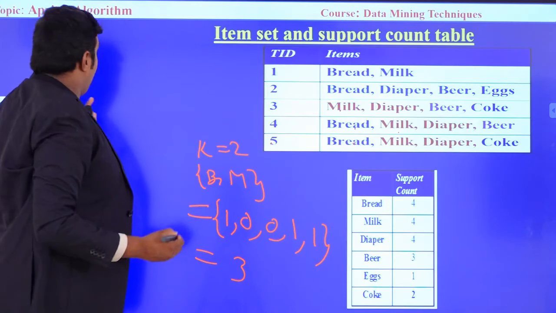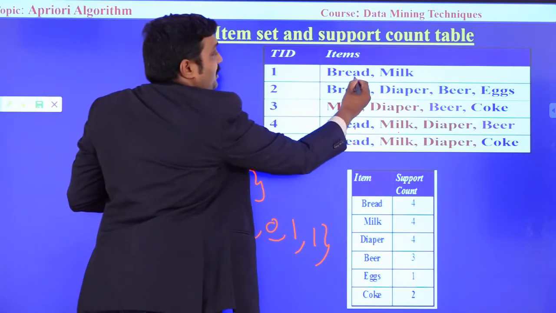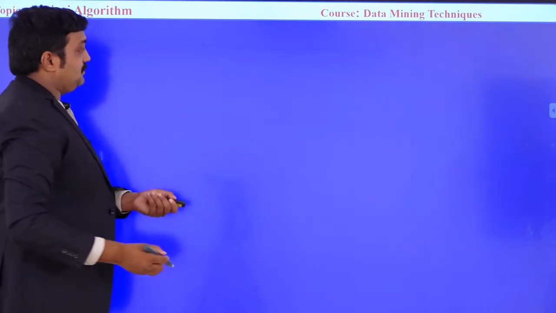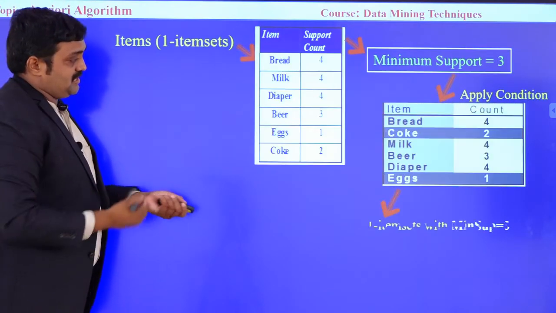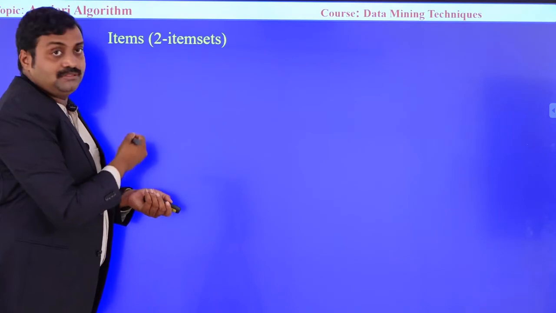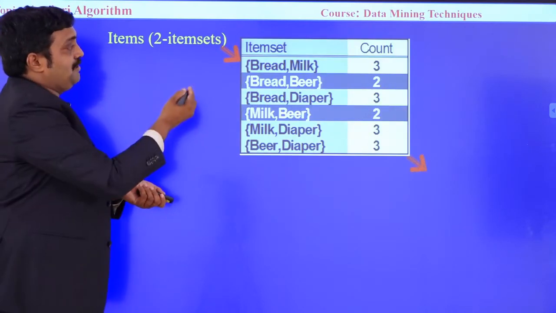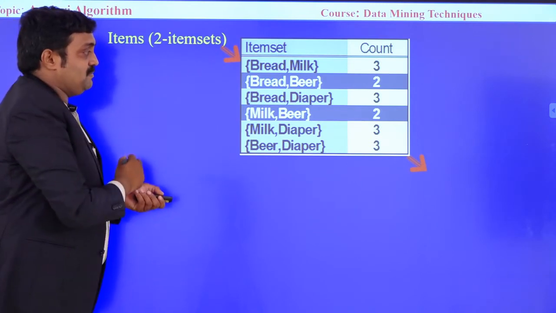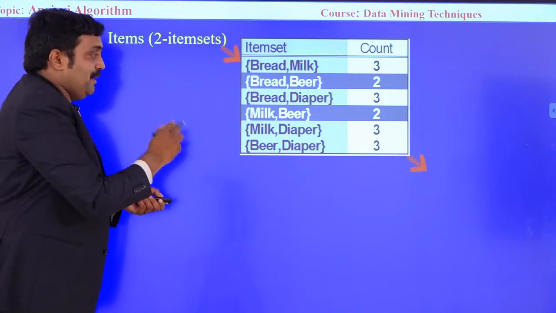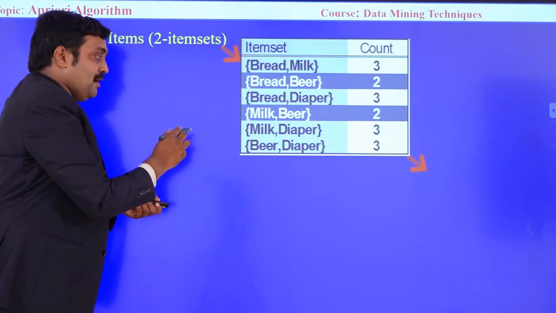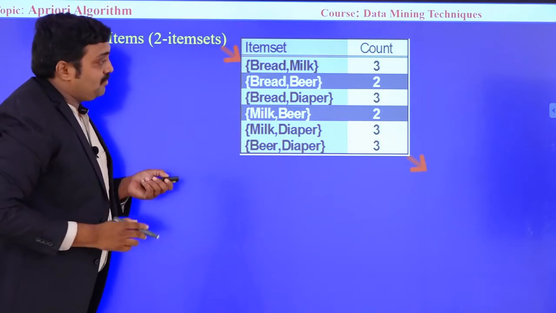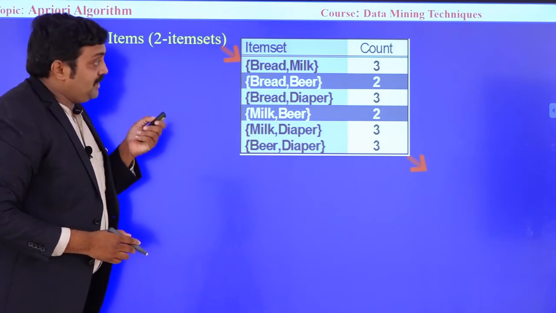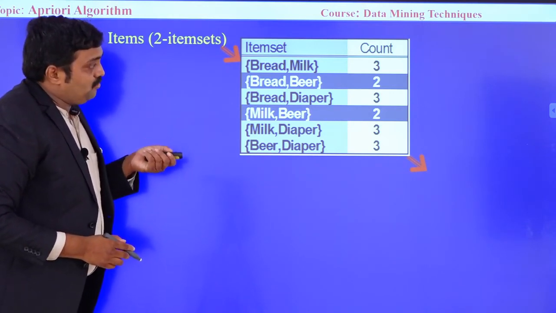The same thing, similarly, bread with diaper, bread with beer. That is the second item set. Let's see: bread-milk combination 3, bread-beer 2 times, bread-diaper 3 times, milk-beer 2 times, milk-diaper 3 times, beer-diaper 3 times. Now again we apply the support count. We got support counts 3, 2, 3, 2, 3, 3.